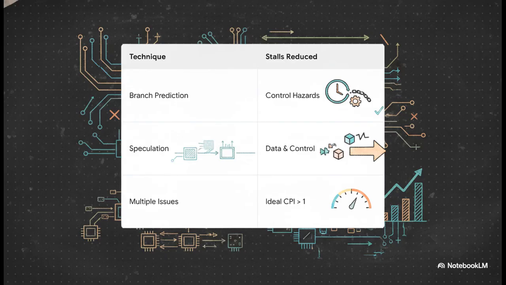When you bring all these technologies together, the compound effect is just wild. Dynamic branch prediction dramatically reduces control hazard stalls. Speculation reduces both data and control hazard stalls. And finally, combining all of this into architectures that can issue multiple instructions per cycle drives our efficiency forward, constantly pushing for that optimal, ideal cycles per instruction metric.